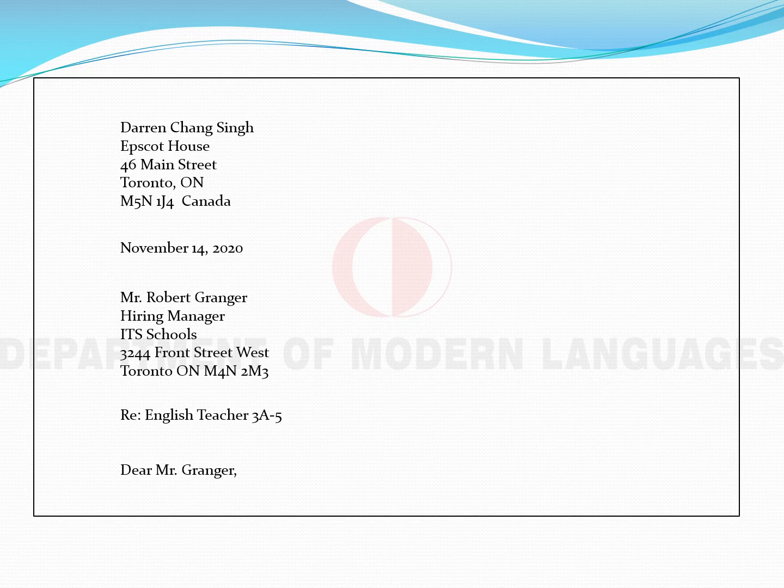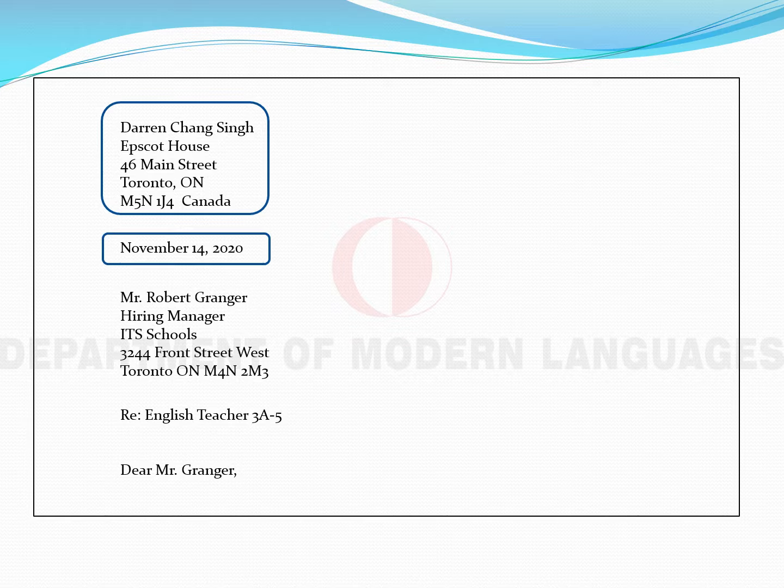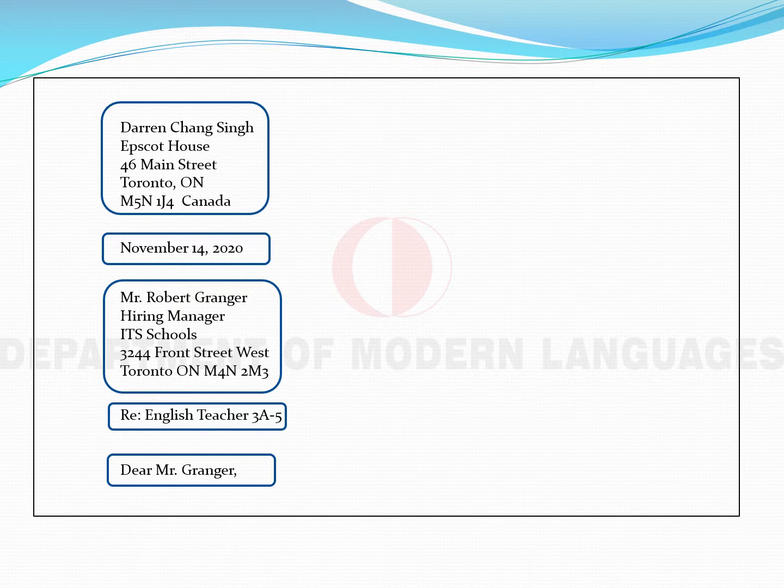As you can see here, we have started with the sender or applicant's name and address, followed by the date. Then the recipient's name, title, and address, followed by the reference number, and then salutation.